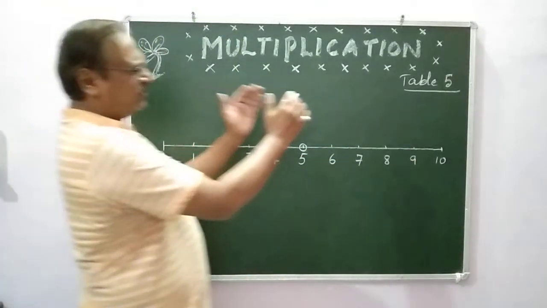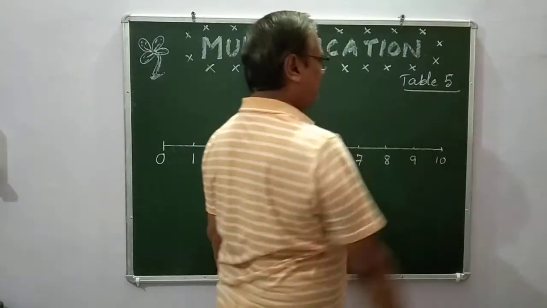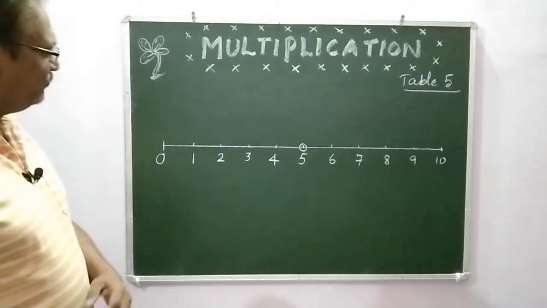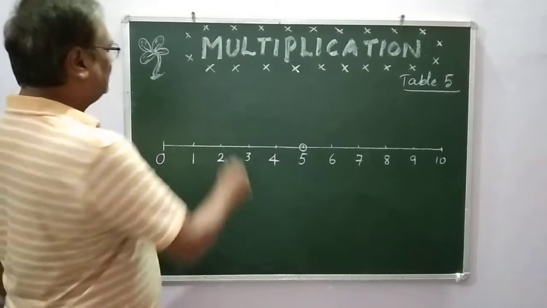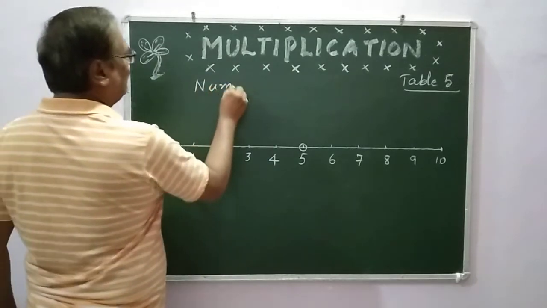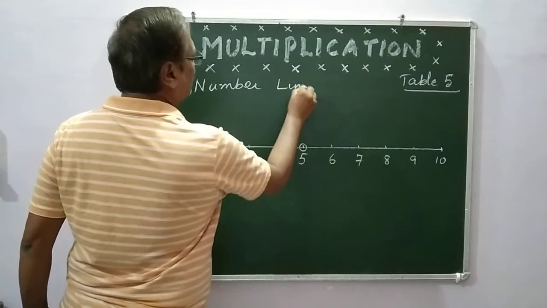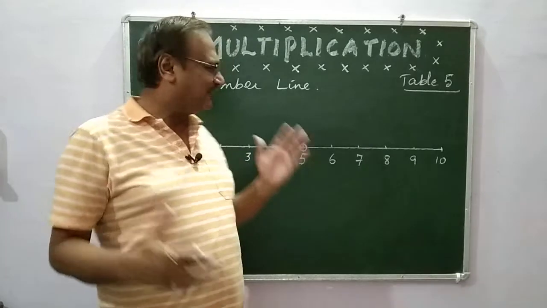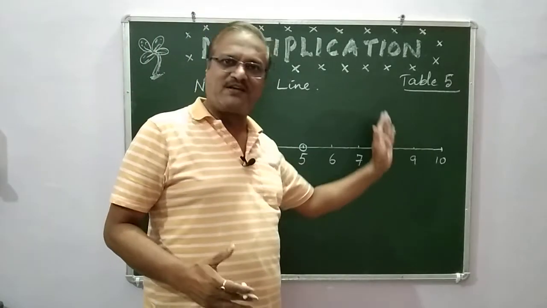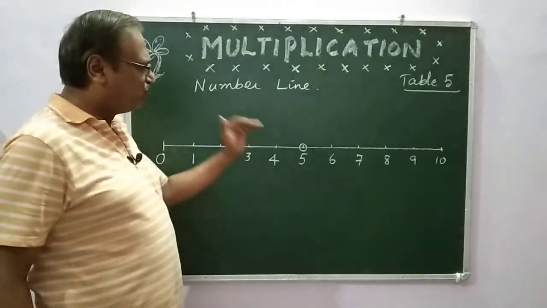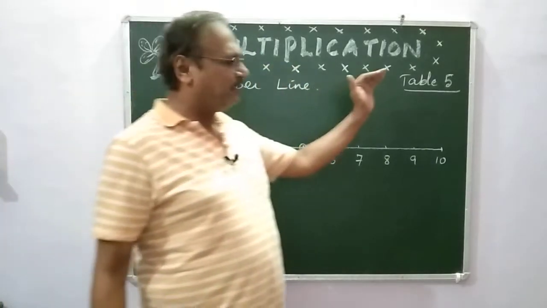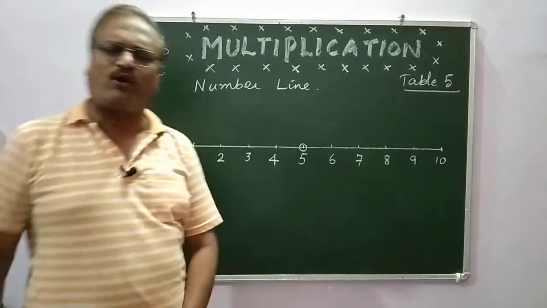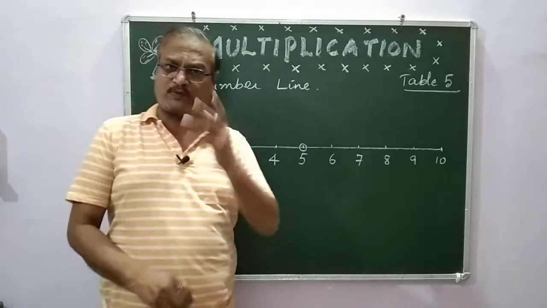Now I am going to learn about multiplication table 5. I need something for me to understand. When you write numbers, the line becomes a number line. What is it called? Number line. A number line is a line which has numbers in it. And now I am going to use this number line to learn about table 5. How? Again, I will want something.